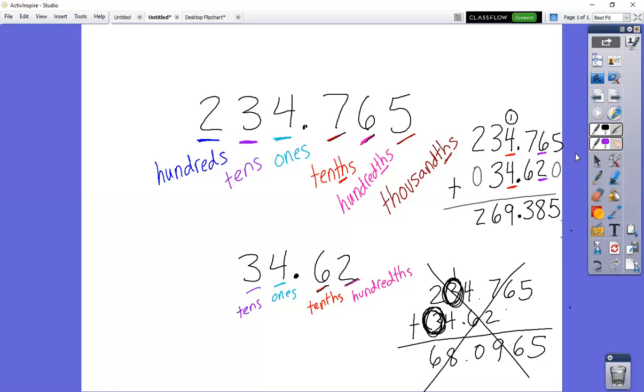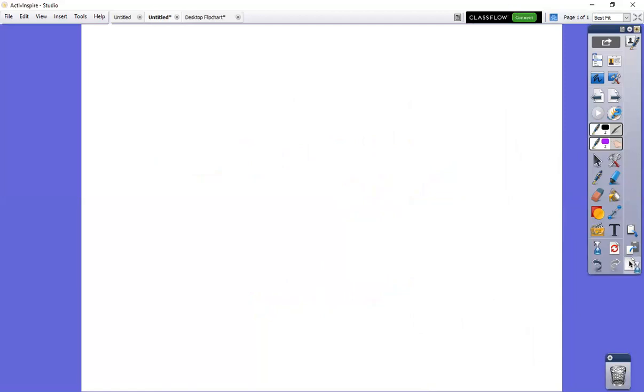So if you need to pause the video right now so you can write down the hundreds, tens, ones, tenths, hundredths, thousandths place, go ahead and do that. If not, we're going to move on to a subtraction problem. Okay, so for our next problem, we are going to do subtraction, okay?